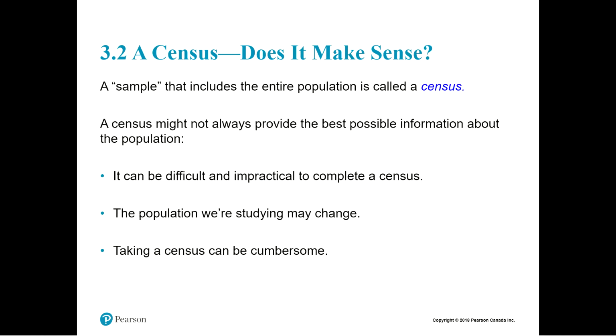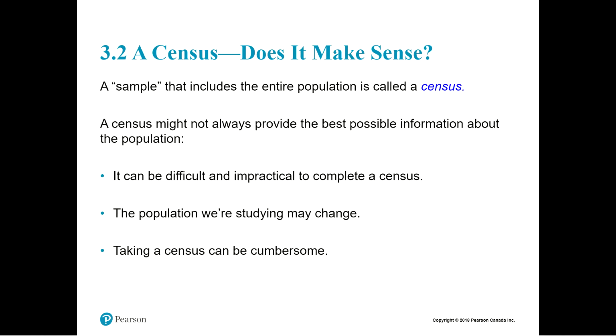A census: a sample that includes the entire population is called a census. A census might not always provide the best possible information about the population, but it can give you a lot of insight on the actual population itself. It can be difficult and impractical to complete a census. The population we're studying will change, and taking a census can be cumbersome. Many people in a country, let's say Canada, will not feel at ease answering certain questions in a census.